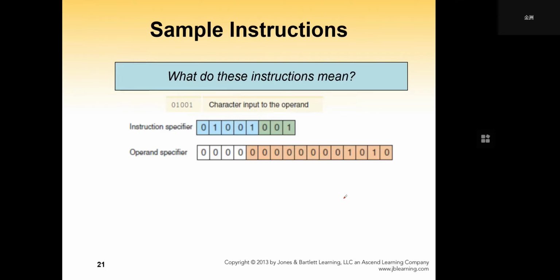And then this one, character input into the operand. It's similar, right? You just check this one. It's a 5-bit operation code, and it's a direct addressing mode. And you go to this address and then input the character to the operand.